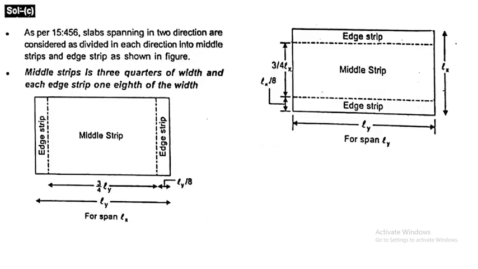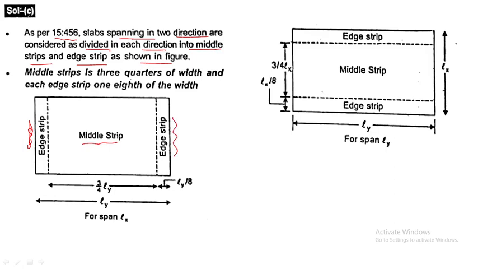Okay, so this is the question they are asking. As per IS 456, a slab spanning in two directions is considered as divided in each direction into middle strip and edge strip, as shown in the figure. You can see this is the edge strip, this one also an edge strip, and this is the middle strip.